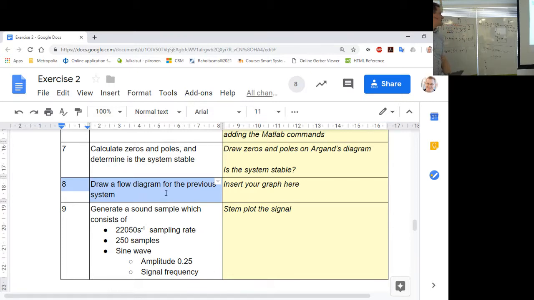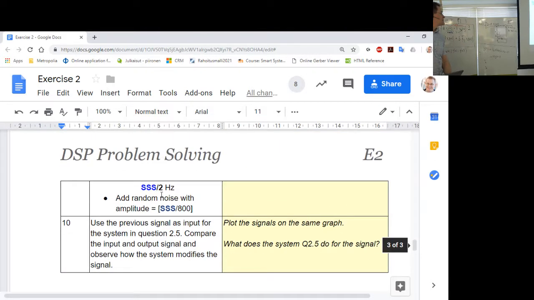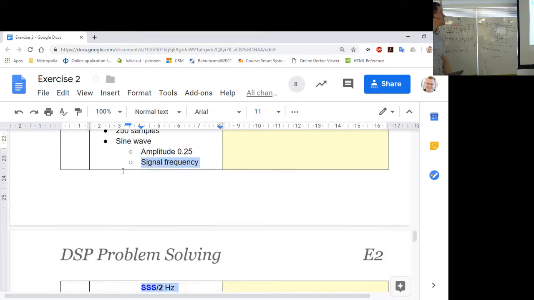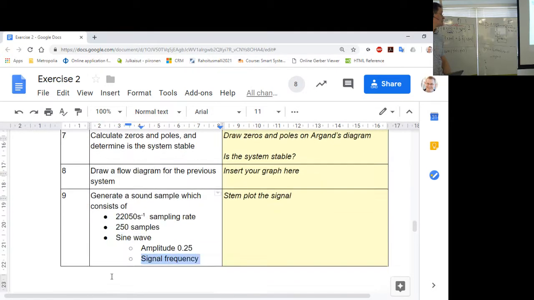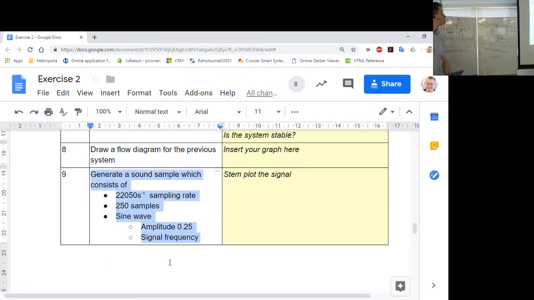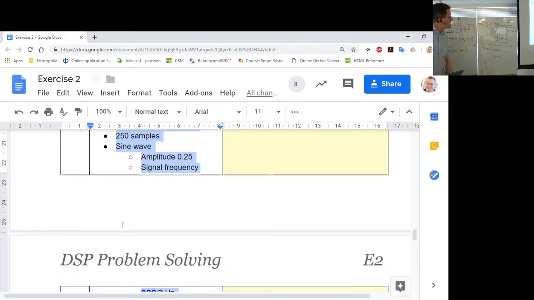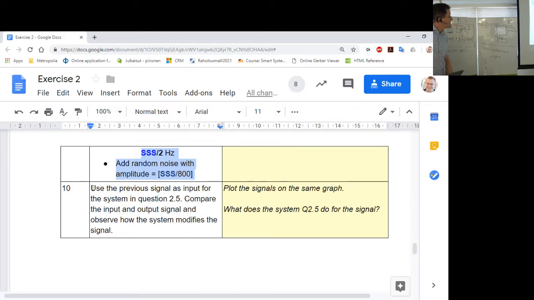Okay, next is actually quite interesting. When you have some sound sample, for example, that kind of sound sample, then you can actually use the system coefficients and filter the signal with that system. Okay, I'll show you how.